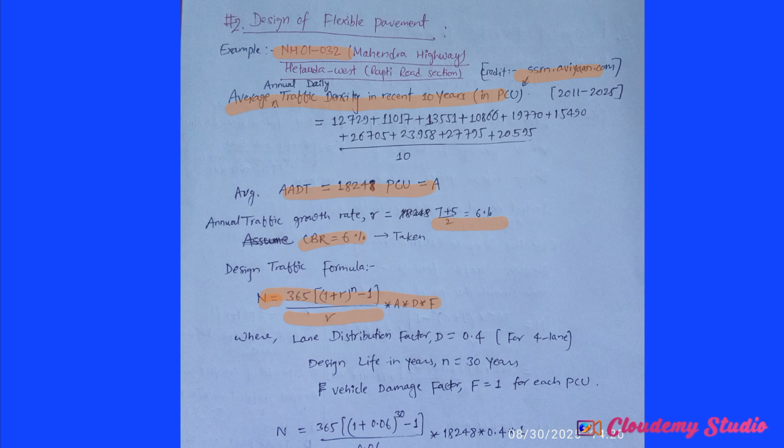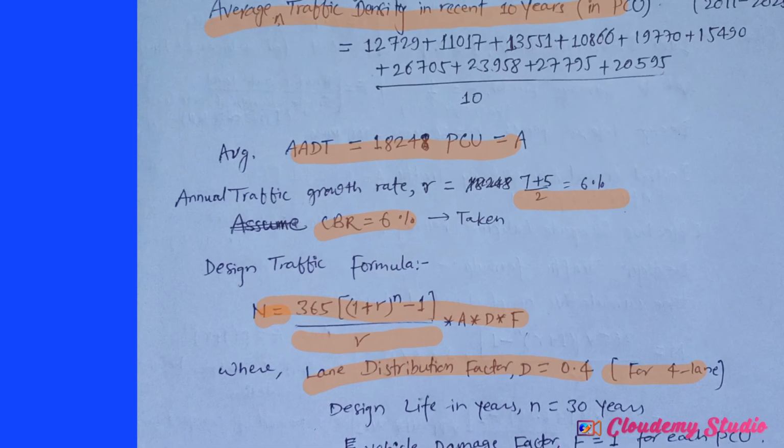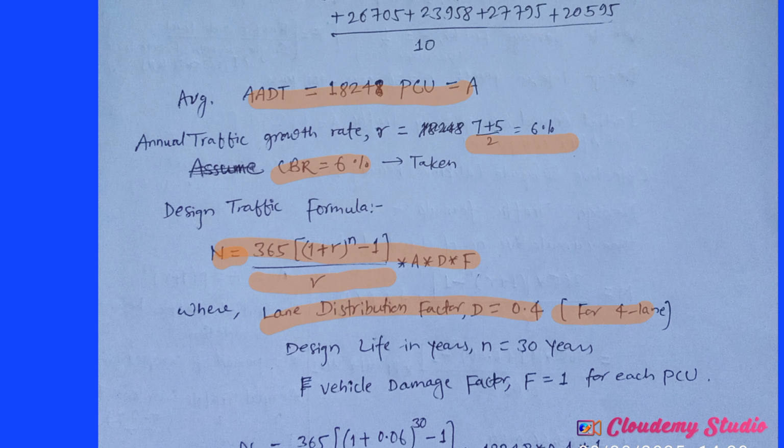Here we are considering a 4 lane road. For a 4 lane road, the lane distribution factor is 0.4, and the design life for flexible pavement is normally taken as 30 years.